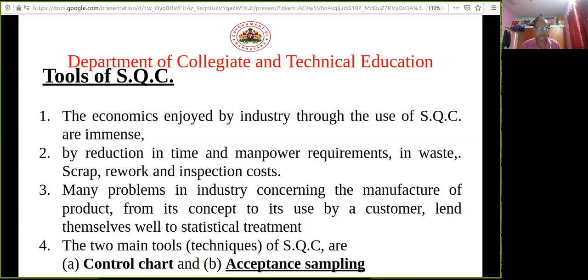So these two tools, the control charts and the acceptance sampling, play a very important role in manufacturing, especially in mass production, batch by batch production, and in repetitive production. So it is more useful. These are the tools that we need to study, and we are going to study them in detail in the next chapters.